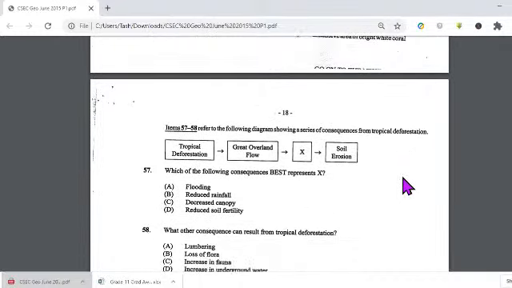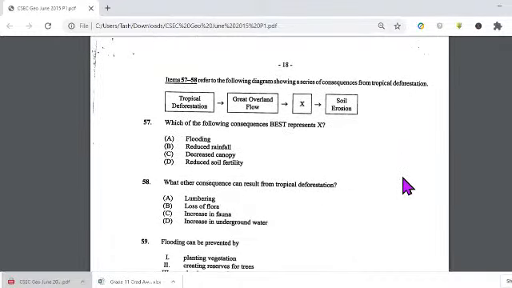All right, so we are at 57 to 58, and we are going to be looking at the following diagram showing a series of consequences from tropical deforestation. So we saw this question already as well.